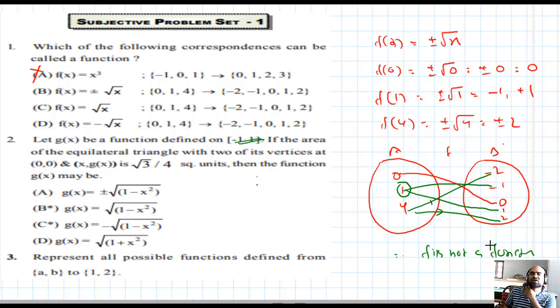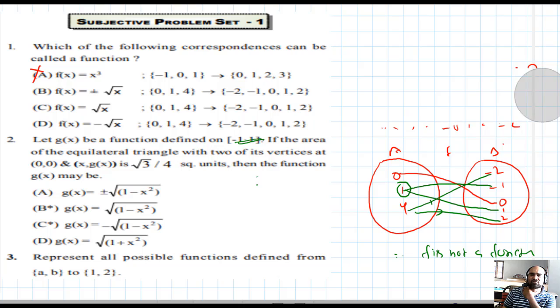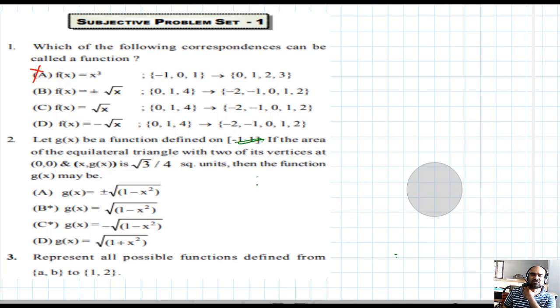What is the reason? The elements of A are used more than once. Or you can say that f of 1 is minus 1, and f of 1 is also 1. That is the reason why the given relation is not a functional relation. Just a relation.